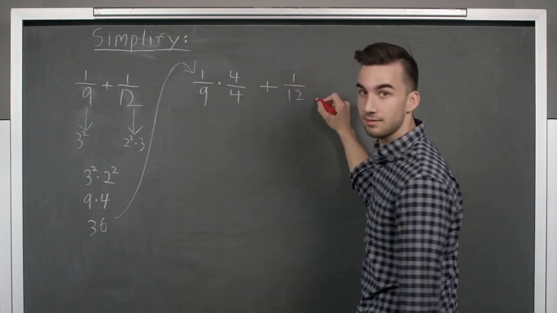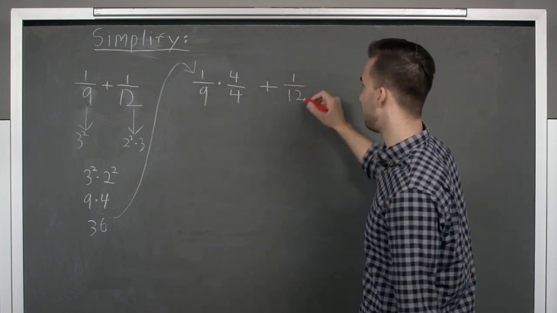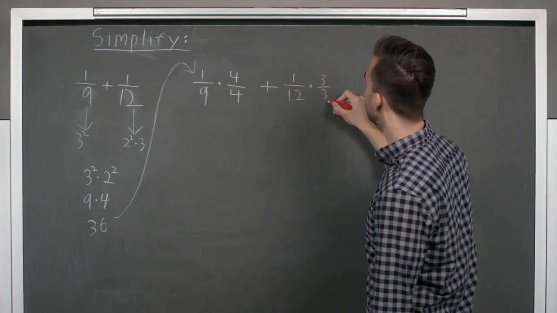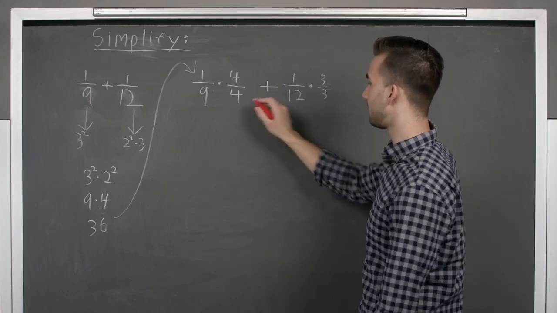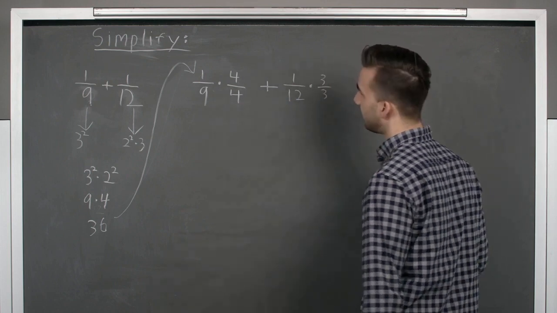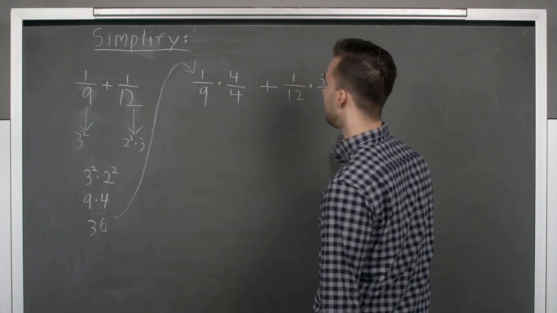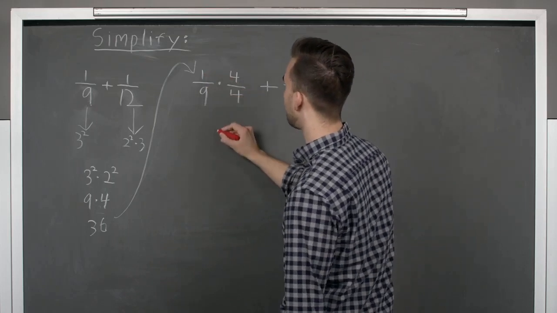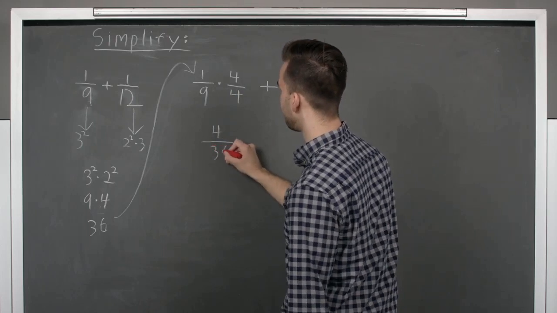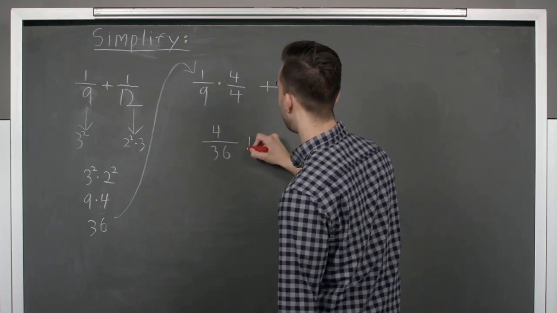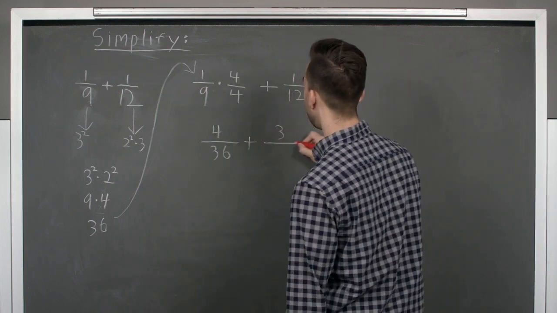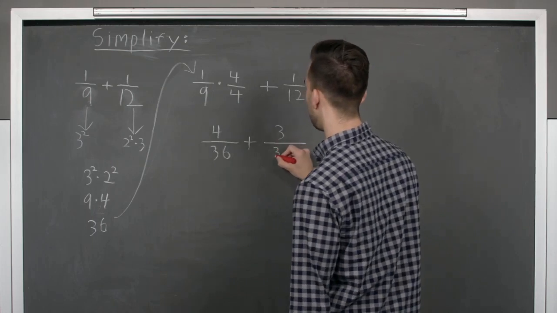And how do we turn 12 into 36? We just need to multiply it by 3. So we can do 3 divided by 3. Notice how we're not changing the value of the fraction because we're just multiplying it by 1. We're just rewriting it. So let's simplify this. 1 times 4 is 4. And then 9 times 4 is 36. And then we have here plus our 1 times 3 is 3. And then we have 12 times 3 is 36.